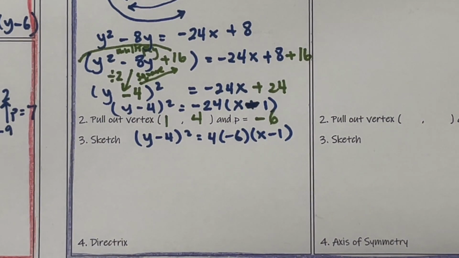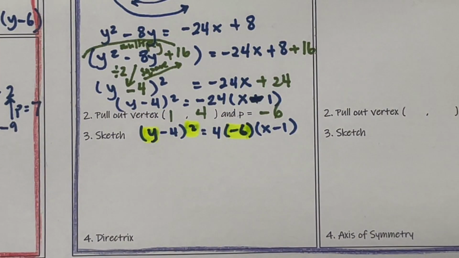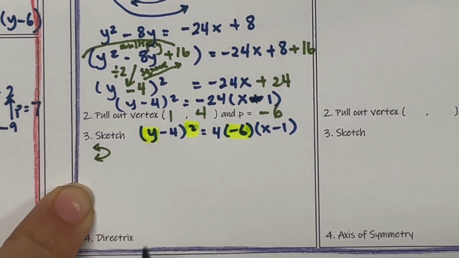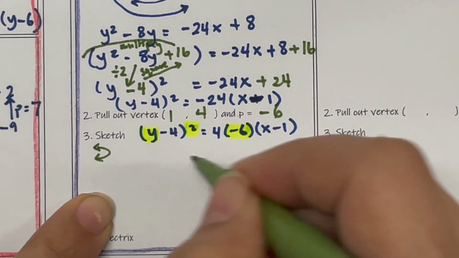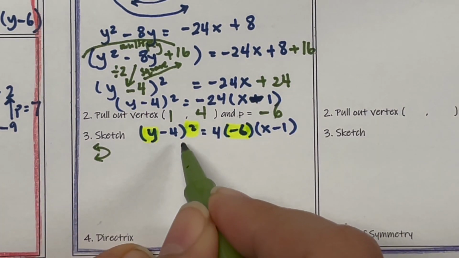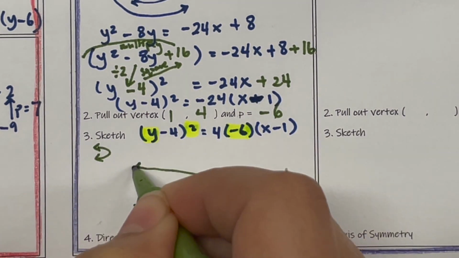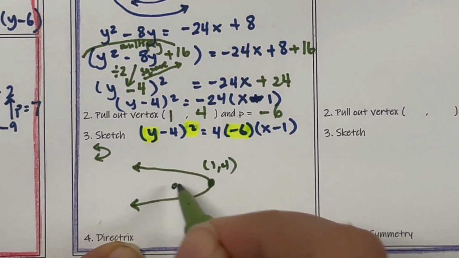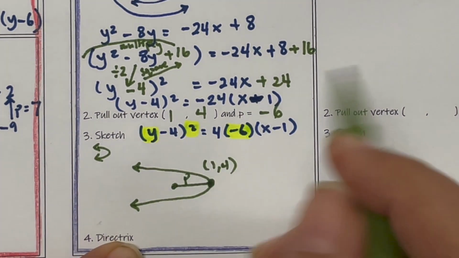So let's go ahead and sketch this. This is going to be y squared, so it's going to be opening right or left. Because p is negative, it's opening left. That means the arrows are going to the left side. So let's go ahead and sketch it. We're looking at a vertex of 1 and 4. So this is 1, 4 right here. And then p is 6. So this distance is 6.